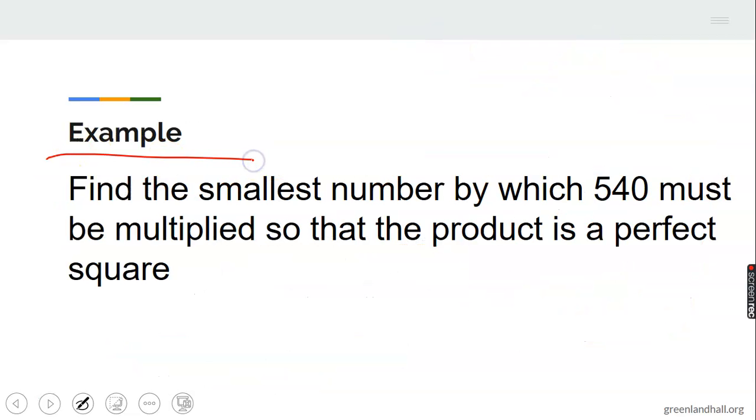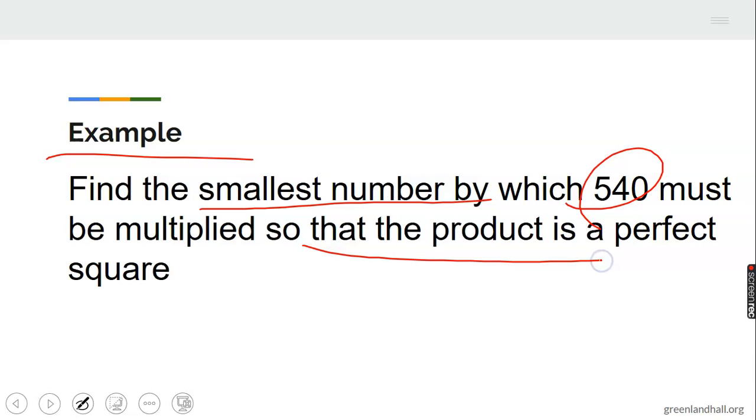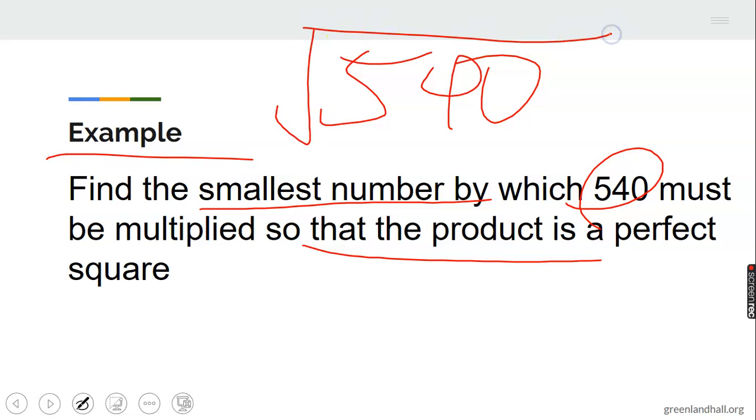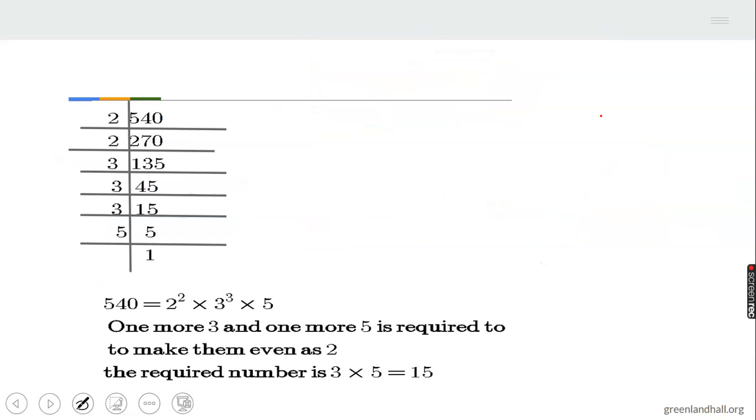Now, example. Find the smallest number by which 540 must be multiplied so that the product is a perfect square. Now, look, 540 is not a perfect square because when you find the square root, it will give us a decimal number. But what can we multiply with 540 to make it a perfect square? Now look, the first thing to do is find the factors using long division.